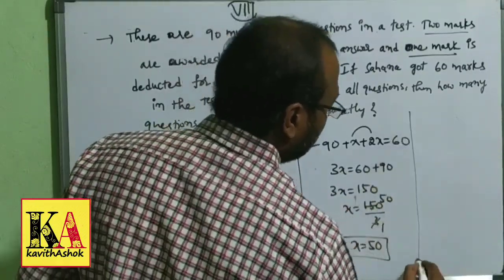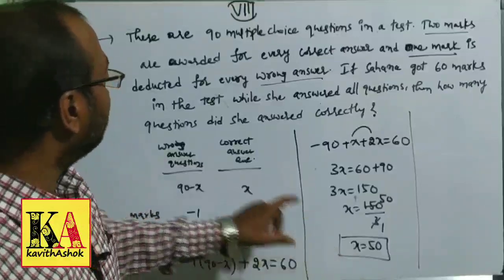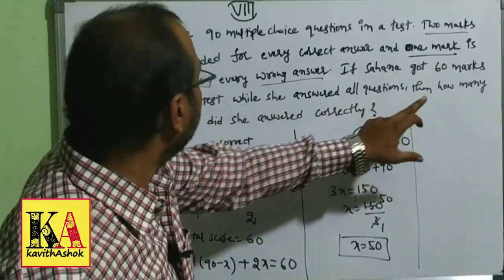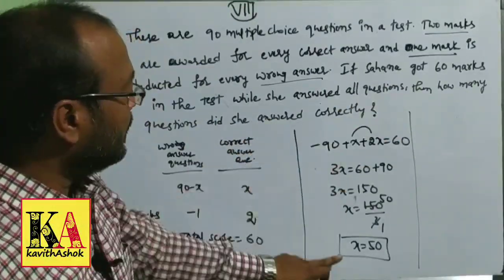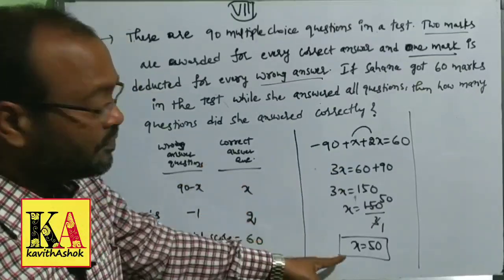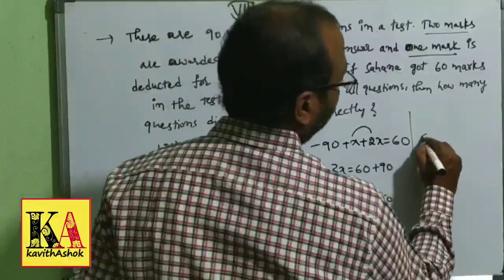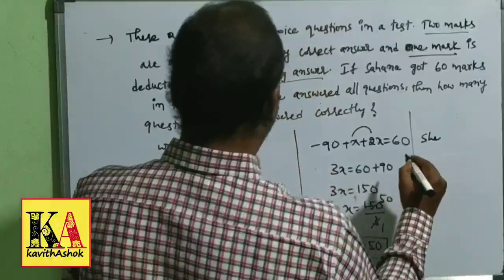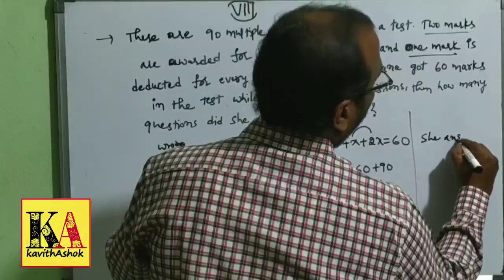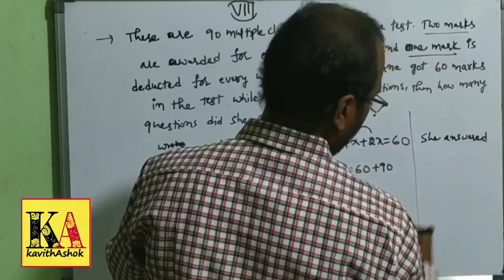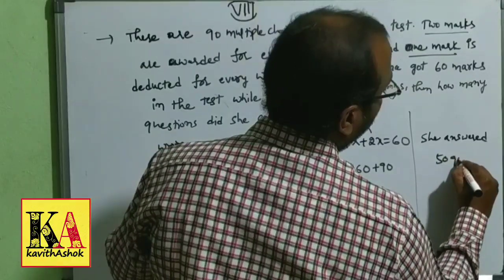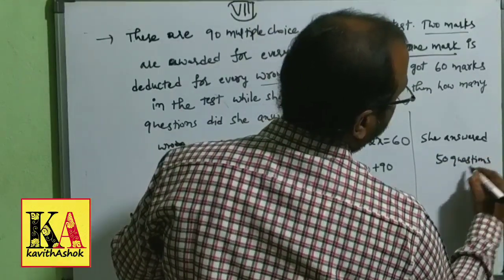That means what? Her correct answer questions are 50. While she answered all questions, how many questions did she answer correctly? So how many questions? 50 questions. So she answered 50 questions correctly.